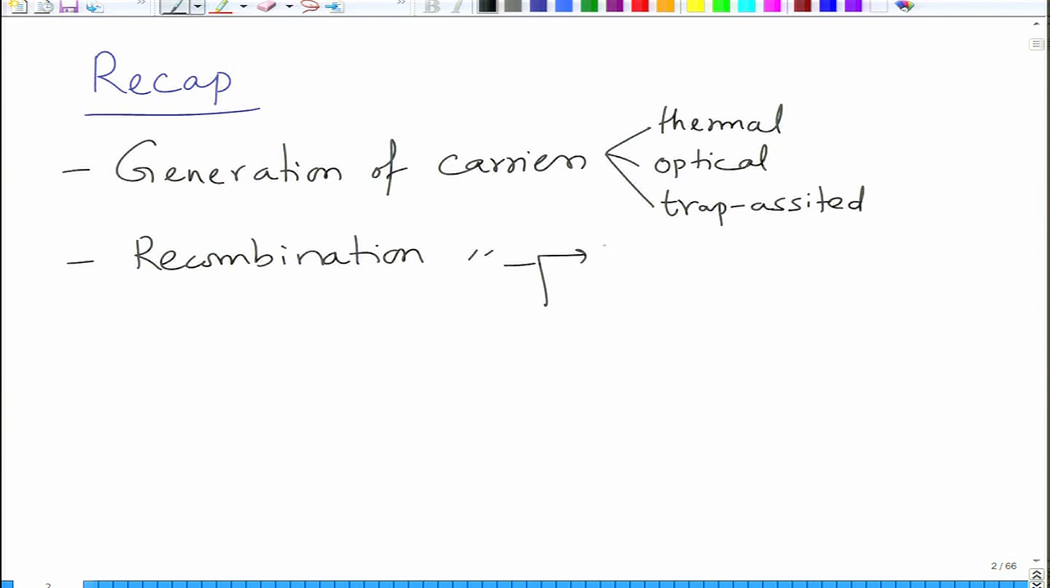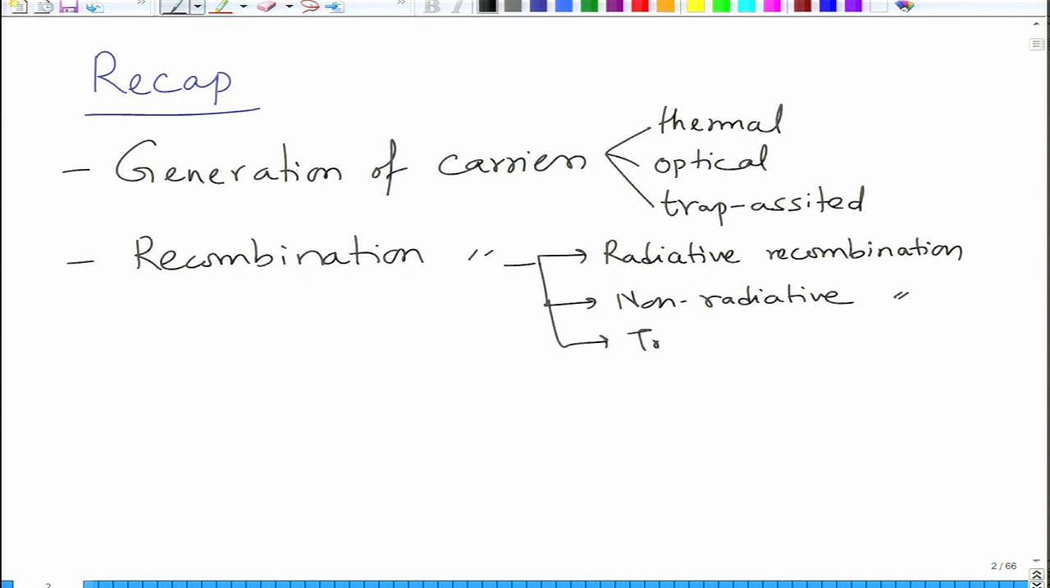Recombination could be radiative recombination, non-radiative recombination, and trap assisted recombination. So these are the methods that we saw. Basically, generation creates extra carriers, and recombination leads to loss of carriers. Because of these two phenomena, in addition to drift and diffusion, there is a net change in carrier concentration in the semiconductor, which has to be analyzed, and this is what is useful in determining the current and electrical properties of a semiconductor device.